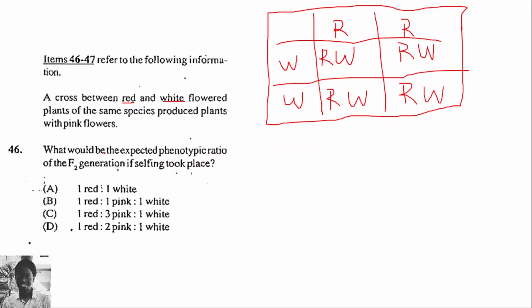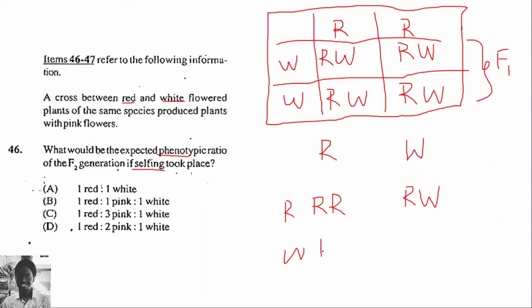So the question asks, what would be the expected phenotypic ratio of the F2 generation if selfing occurs? What we've just found here is the F1 generation, or the first filial generation. We want to find the F2 generation if selfing should occur. That's where you take two of the offspring from the F1 generation and cross them. So you have RW crossed with RW, and we find out what we get. In this cell here, we would get RR, then here we would get RW, here we would also get RW, and here we would get WW.